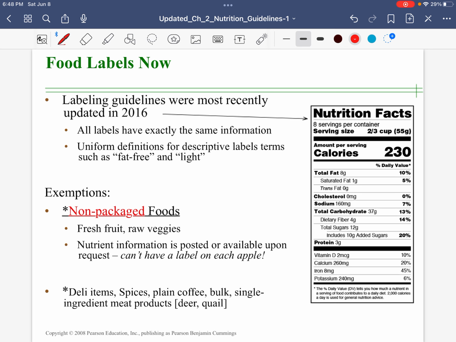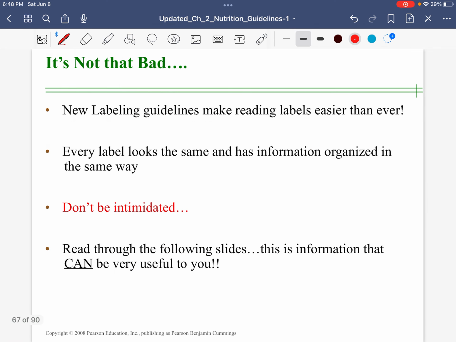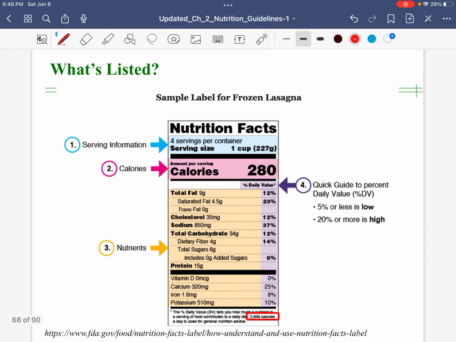Other exemptions, I mentioned the deli, spices, things in bulk, coffee, things that don't provide a whole lot of nutritional value, single ingredient meat products where we don't have a lot of information on actually how many calories are in there. Okay, but really, most of the things that we're going to pick up at the grocery store, or a lot of them, will be required to have a label on it. Don't be intimidated. Okay. The new one, here's what it looks like.